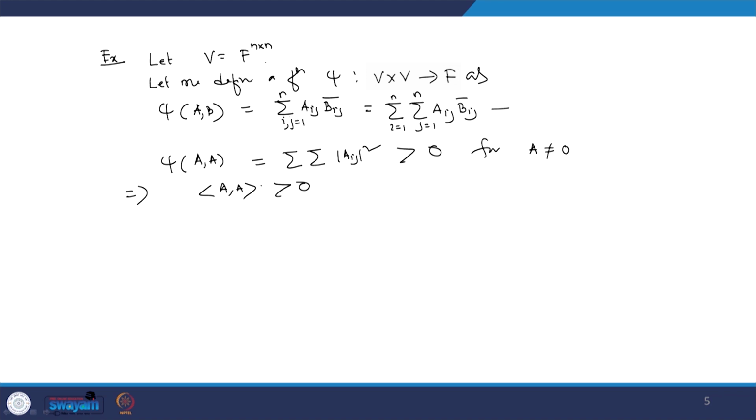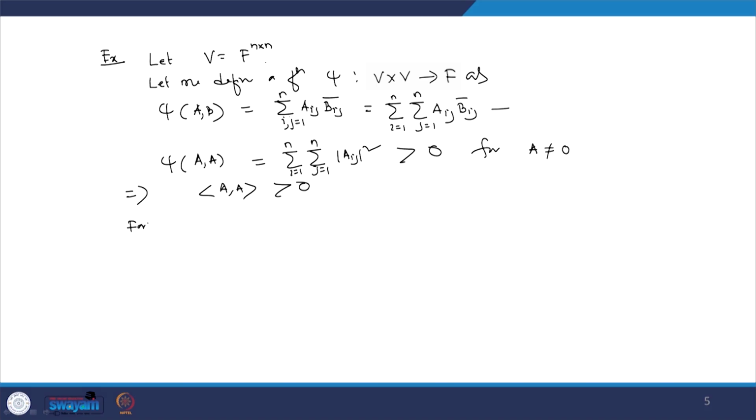So, I am defining the inner product as a function psi of A comma A, which is equal to the inner product of A comma A. I am defining it as sigma i equal to 1 to n and sigma j equal to 1 to n. Here I am getting the mod of a_ij whole square, which is a positive quantity. So, it satisfies that fourth condition, and we can see the linear property also holds good.